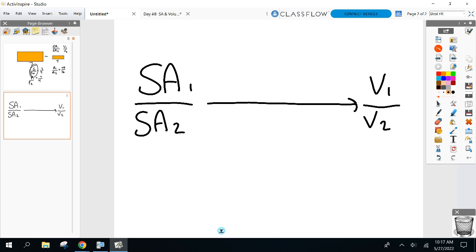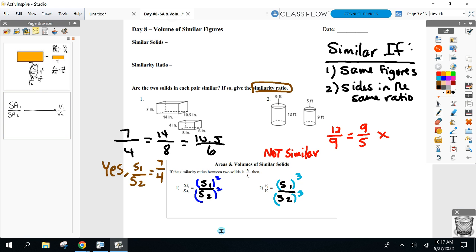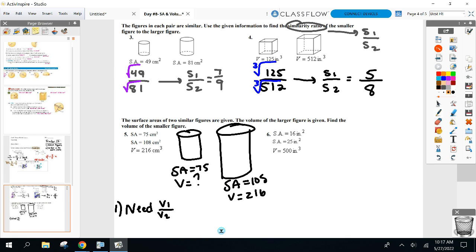What can you get to if I give you this? You can get to this, can't you? And if I give you this, can you get to volume? All right, so there's our answer. Find the similarity, and then we'll do something to it to get to the volume. So that's our plan.